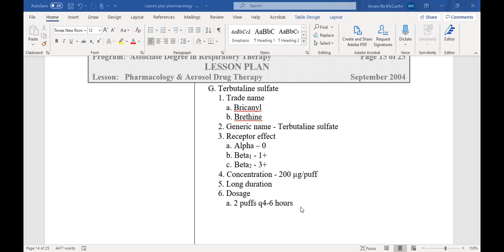So how many micrograms are given at a normal dosage? How many micrograms of medicine will a patient get in one dose? 400. 400, because it's 2 puffs, and each puff is 200 micrograms. So the dosage is 2 puffs every 4 to 6 hours. When you squirt them 2 times, they're getting 400 micrograms of medicine. Okay.